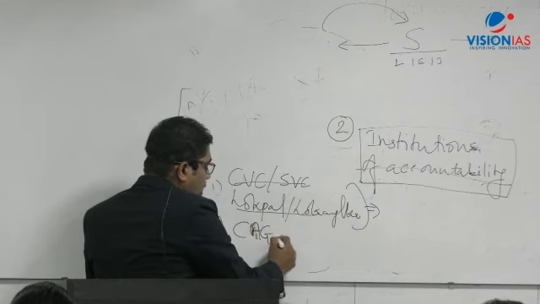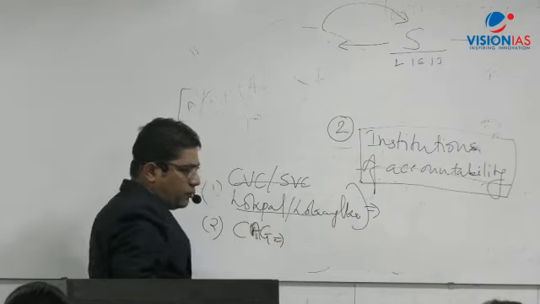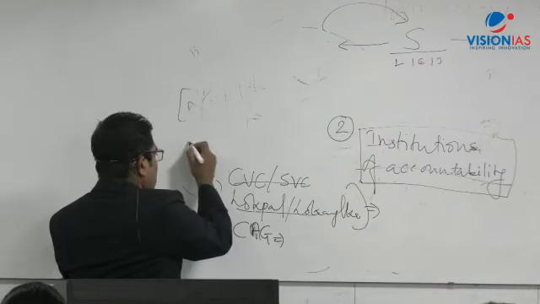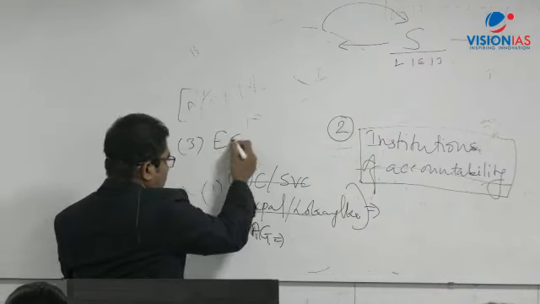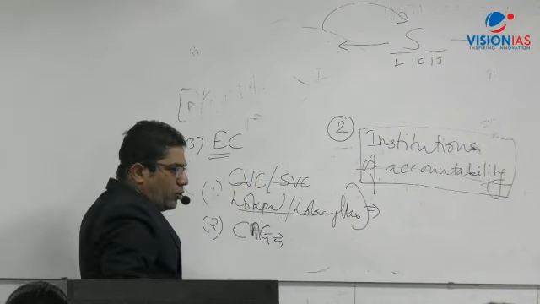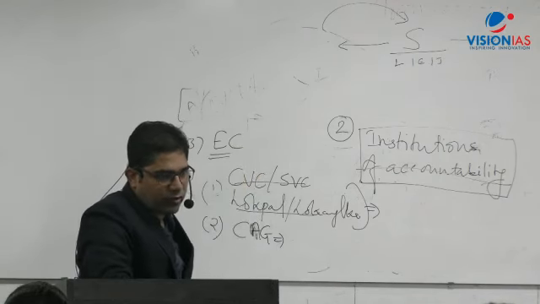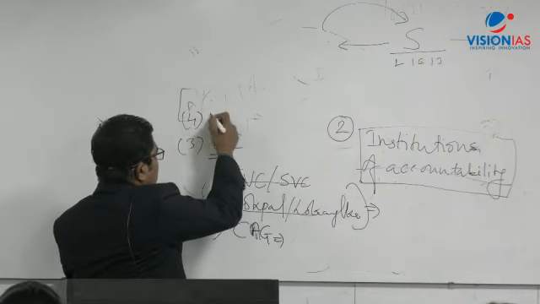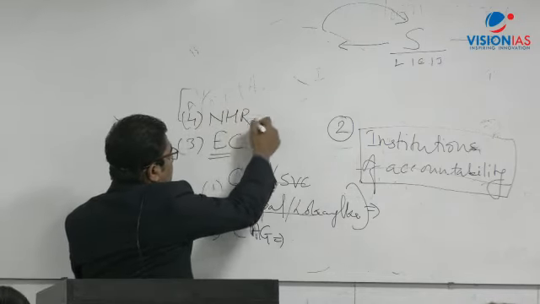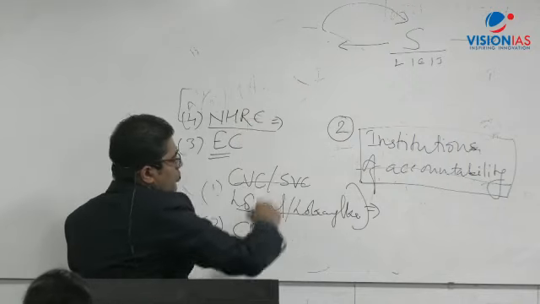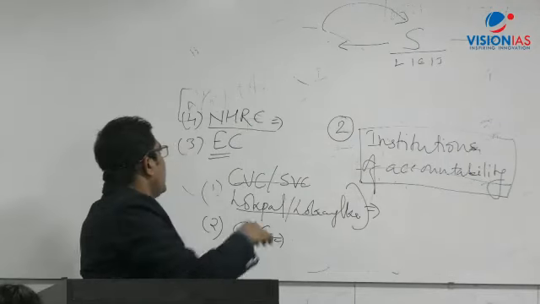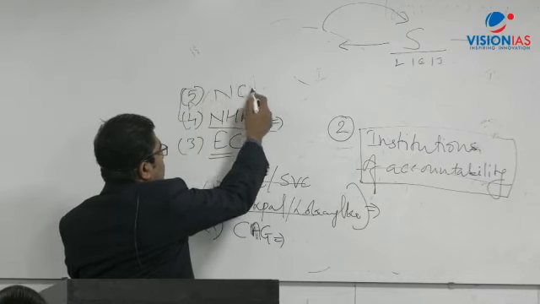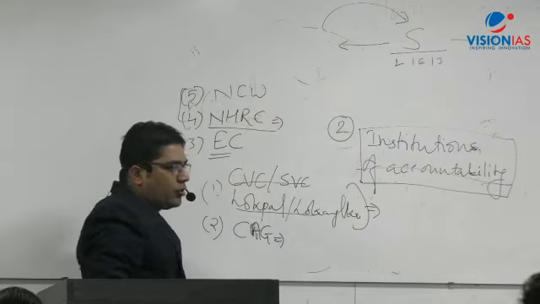CAG will ensure the financial accountability of the government. Third, the Election Commission, through the model code of conduct and ensuring free and fair elections. Any other institution? NHRC, the National Human Rights Commission, that also ensures accountability. And all other statutory institutions also, like the National Commission for Women, Children, etc.